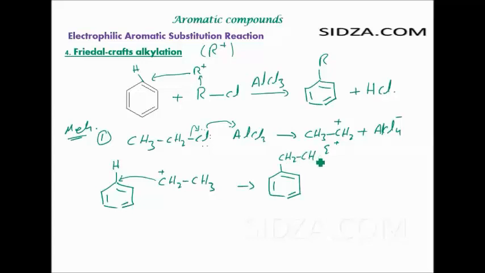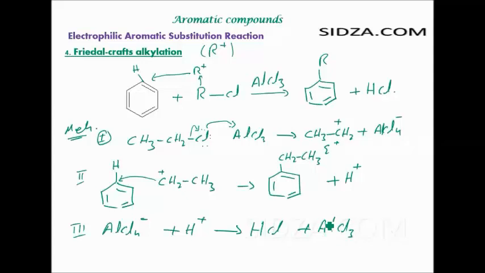The mechanism in the second step is the same as we discussed in the first three reactions. An attack of the electrophile, you get an intermediate, a carbocation here, then the hydrogen comes off as an H plus ion, and then you get the product. The third step is that the AlCl4 negative reacts with the H plus ion here, and you get HCl plus AlCl3. This is the mechanism of the reaction.